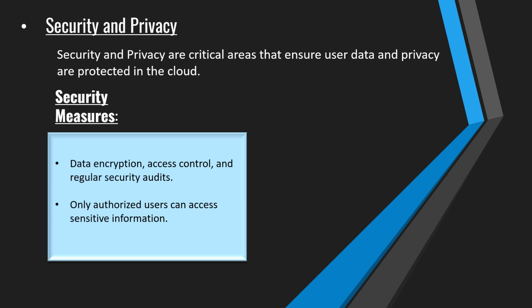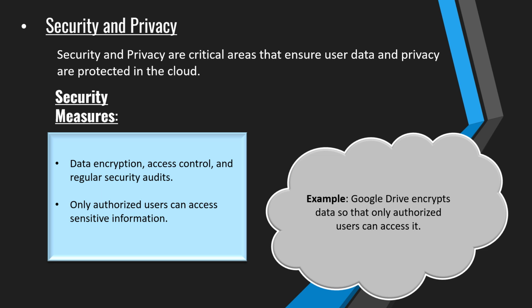These are the security measures: data encryption, access control, and regular security audits. Only authorized users can access sensitive information, such as only the right person can open. Example: Google Drive encrypts data so that only authorized users can access it.